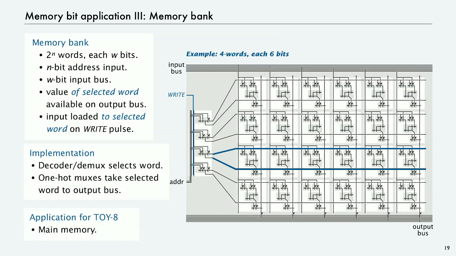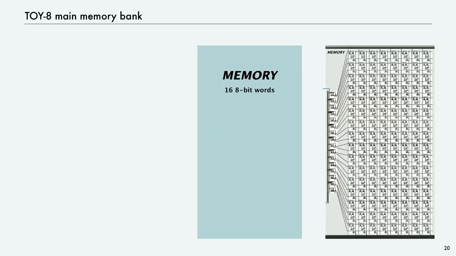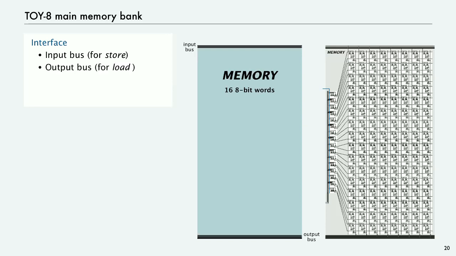And of course, in Toy 8, this is going to be our implementation of our main memory. This example where you can see all the switches is 24 bits. For Toy 8, it's bigger. It's 16 8-bit words, so that's 128 different bits. And the decoder demux has 16 different gates because it takes 4 bits as address. But otherwise it's the same. It's got an input bus, an output bus, an address to select a word, and the write control signal. That's our main memory bank for Toy 8.